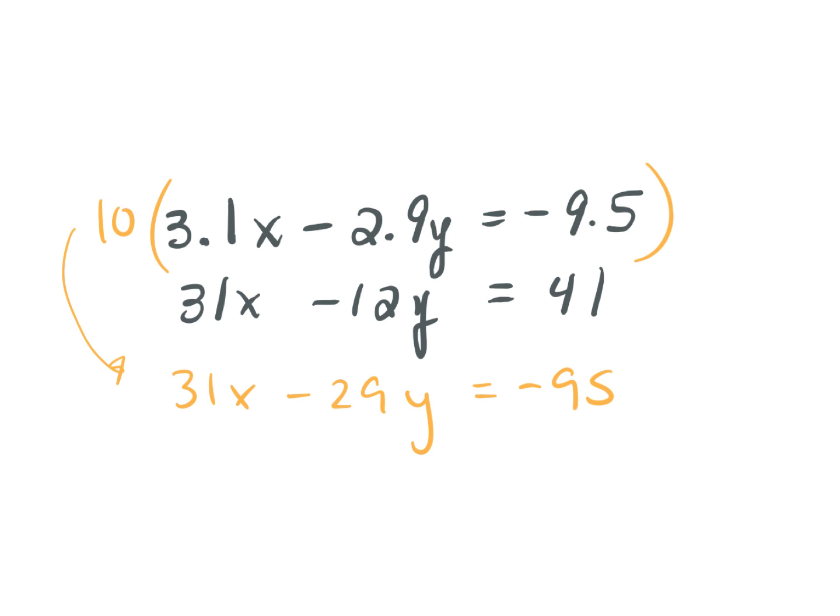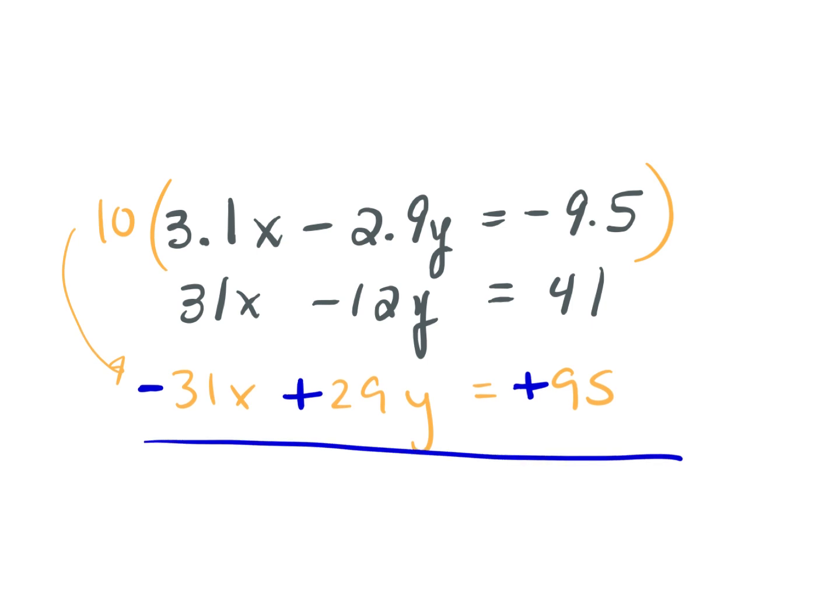Does anything eliminate? No. What could we do to make it eliminate? Multiply either one by a negative. We can multiply everything in our new first equation by -1. So negative 31x plus 29y and positive 95.